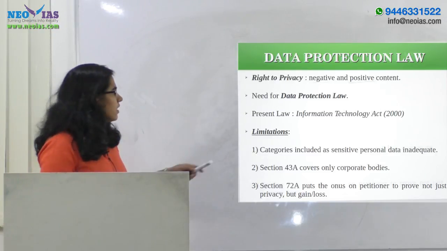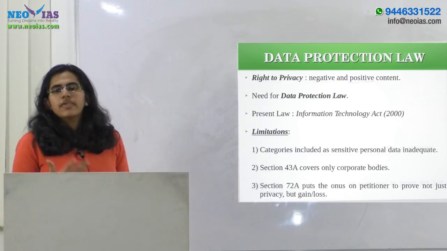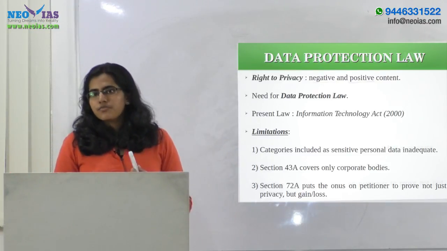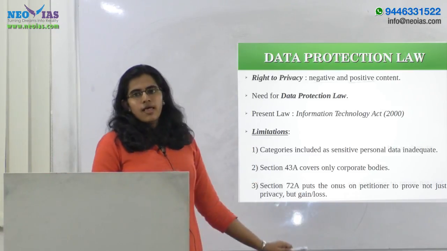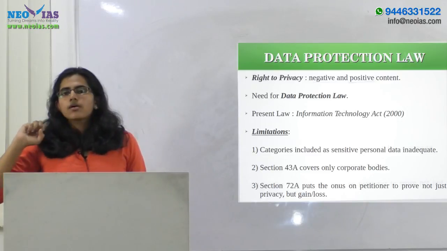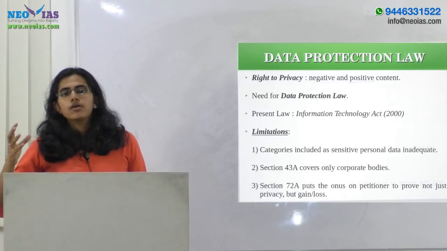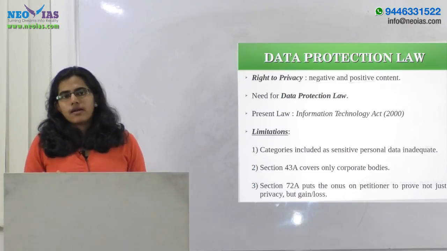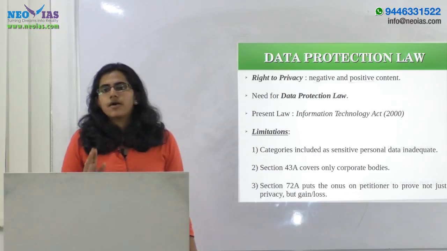Now what happened is that it has certain categories like sensitive personal data, but then again it is very limited. So that is the first aspect. The second thing is in relation to Section 43A, that is it covers only the corporate bodies and excludes the government agencies, which have to be included in this present era. So that is the second thing. The third thing is with respect to Section 72A.